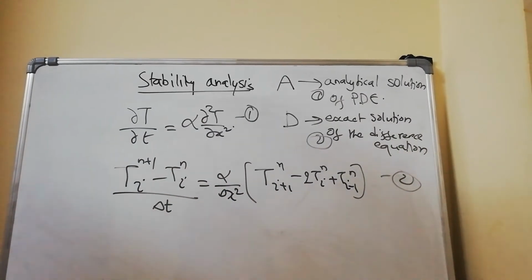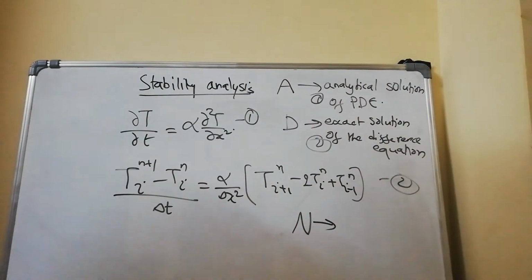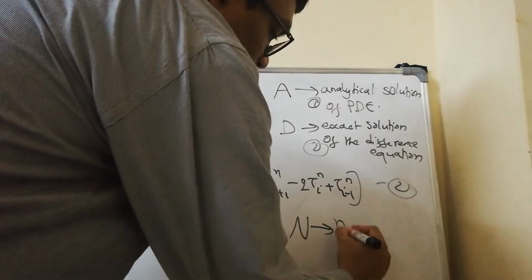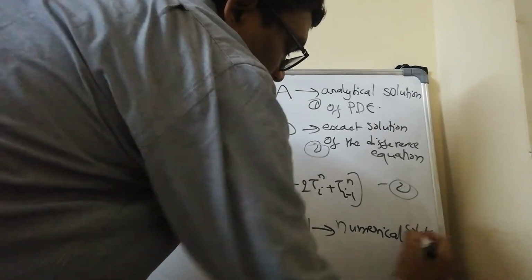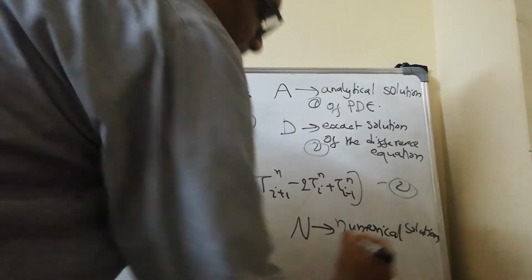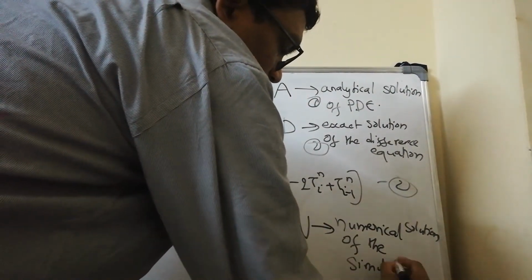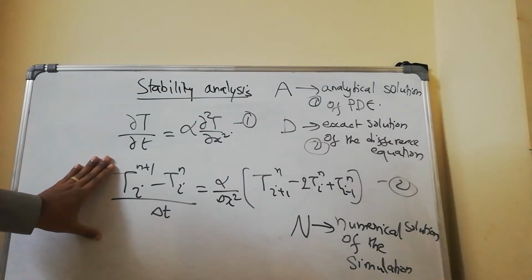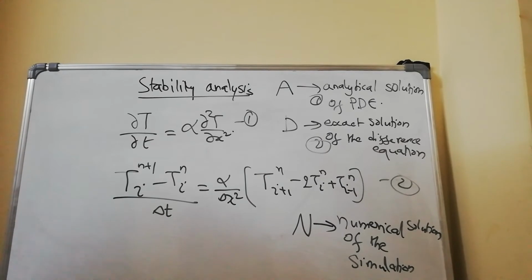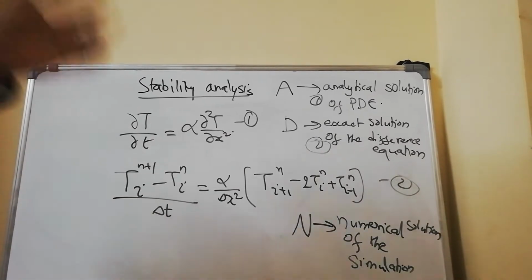Now let's also denote by N the numerical solution of the simulation. So what happens is when I code this difference equation and I run it, I get some solution, and I am denoting this solution with N. What is the difference between this difference equation and the one that we code?